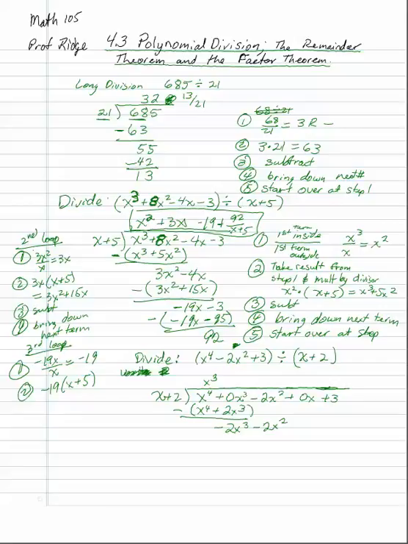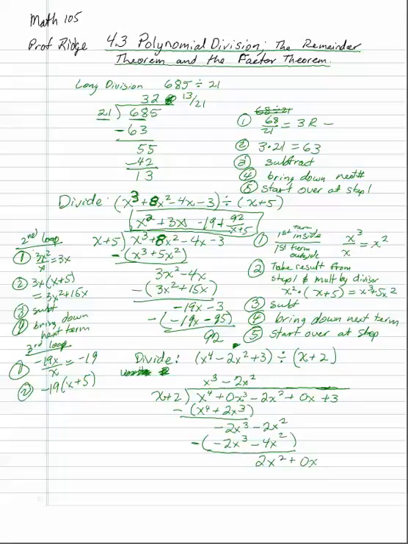Negative 2x cubed divided by x is negative 2x squared. Now I'm going to just multiply negative 2x squared times x plus 2. That's negative 2x cubed minus 4x squared. Now I'm going to subtract. So that will get me positive 2x squared. Bring the next term down.